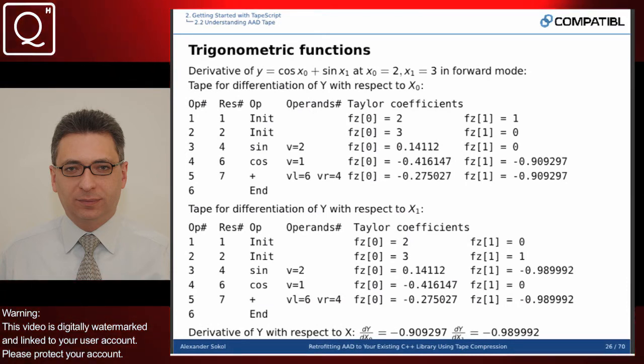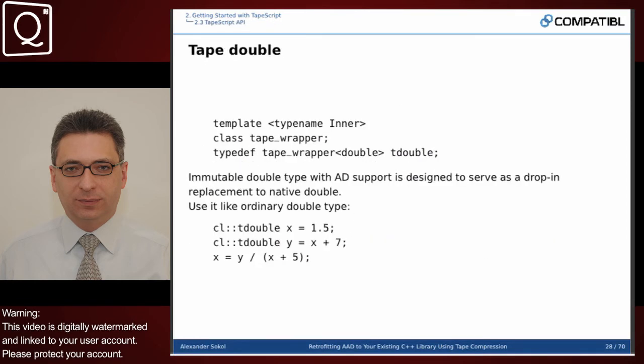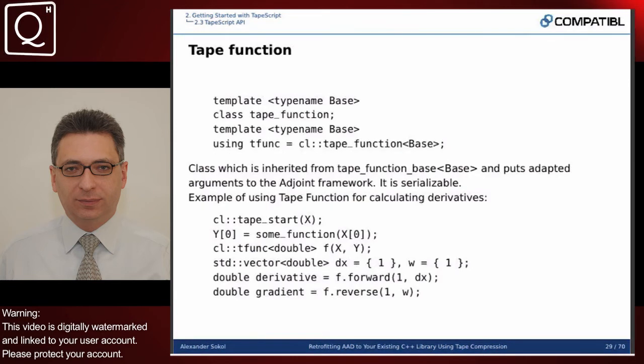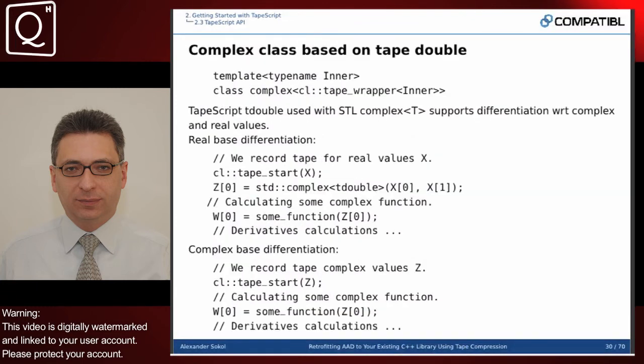Okay, you can get trigonometric functions, right? So this is how the tape records trigonometric functions. You can see sine and cosine explicitly in the tape slot. And this is a very short guide to our variables, right? There's T double, which is a tape double variable. There's a tape function.